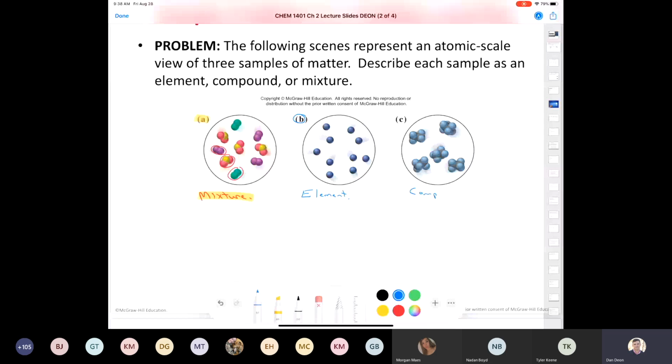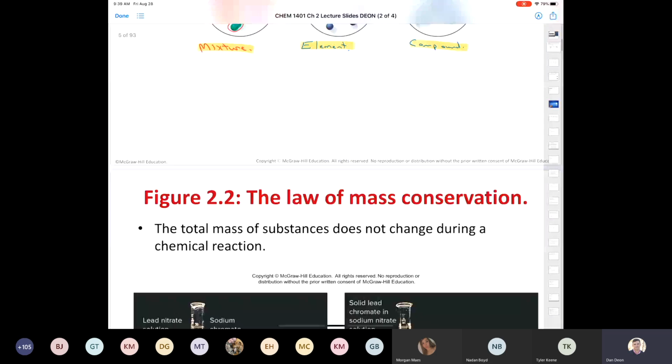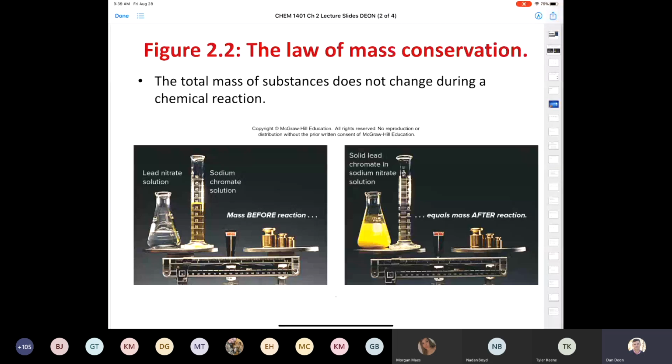So there you go. We've been able to identify a mixture, an element, and a compound from these nifty pictures. Now let's switch gears, and there's a lot of gear switching that's going to be occurring today as we're still in the beginning phases of the class. I want to talk about something called the law of mass conservation. I'm sure that some of you have heard this before.